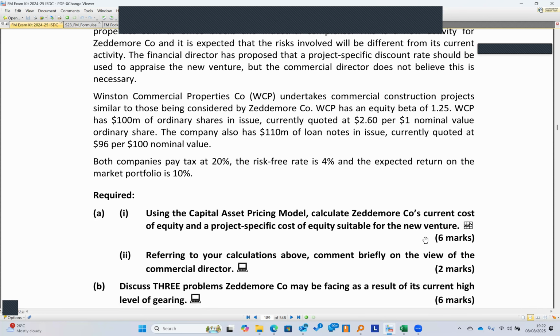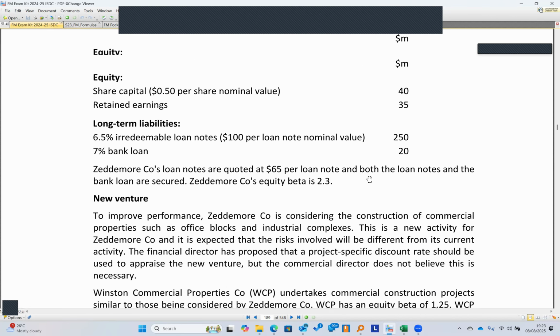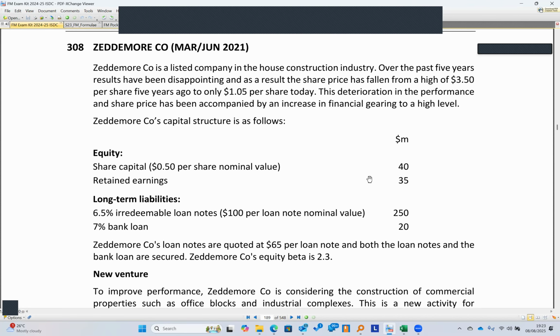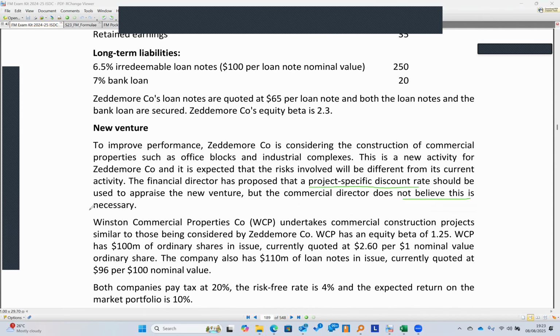Then they're saying that referring to the calculations that we have done above, comment on the view of the commercial director. So the commercial director, this is his view. He's saying, because the finance director is saying that we should use a project specific discount rate on the new venture, whereas the commercial director does not believe this is necessary.